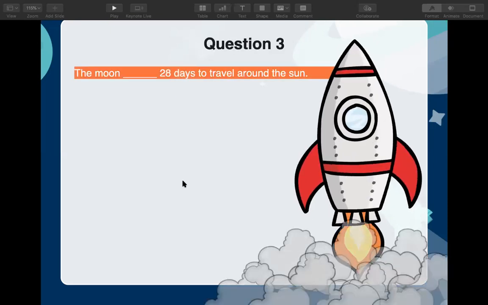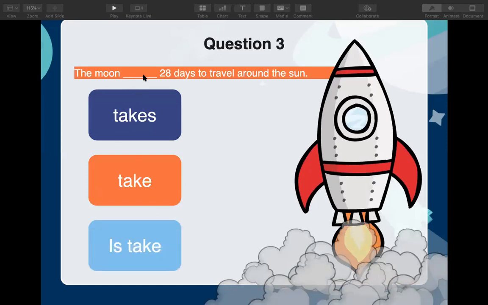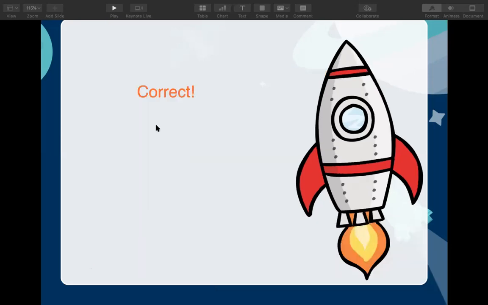All right, question number 3. The moon, blah, blah, blah, 28 days to travel around the sun. The moon takes, take, or is take. All right, so the moon, what pronoun is the moon? Yes, it's it, because it's a thing. So if we use it, what do we have to do to the verb? Yes, we add the S. So the moon takes 28 days to travel around the sun. Correct.